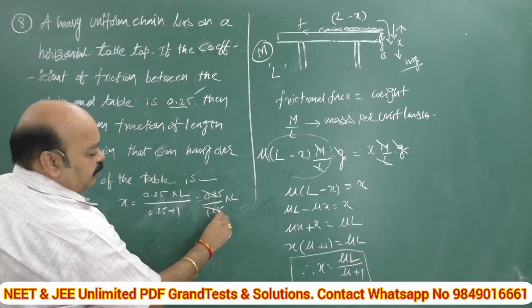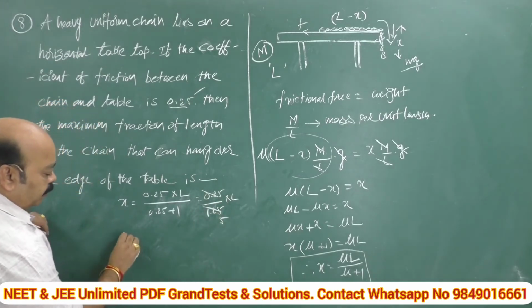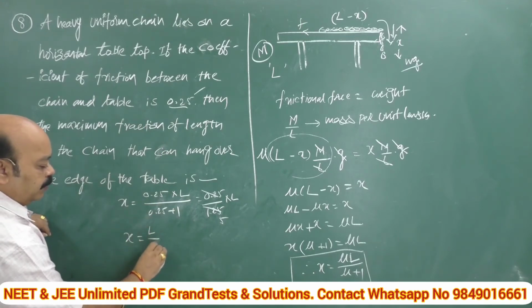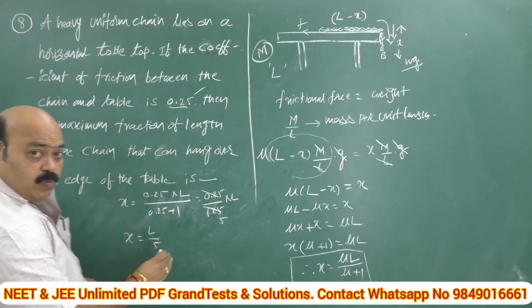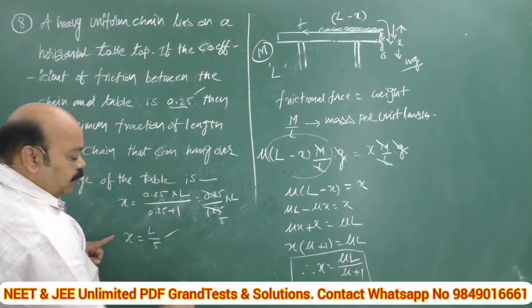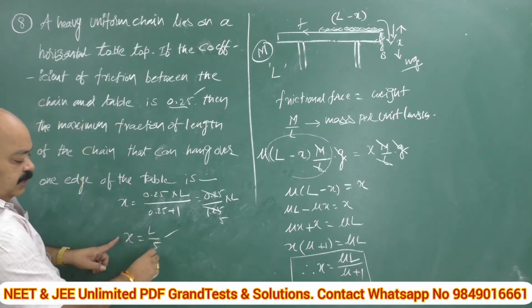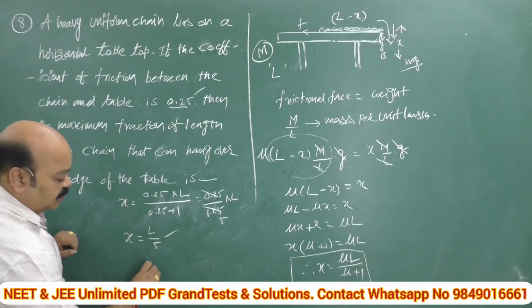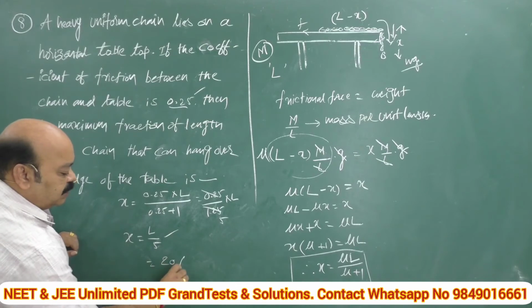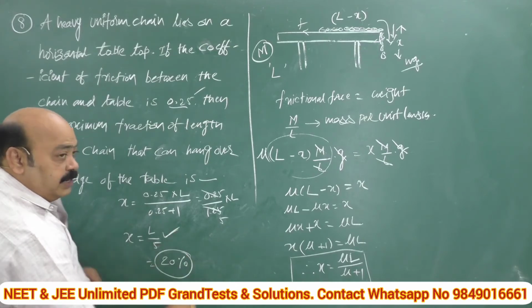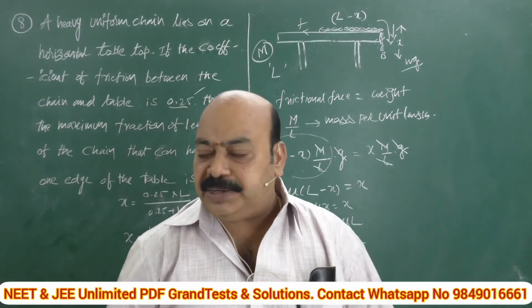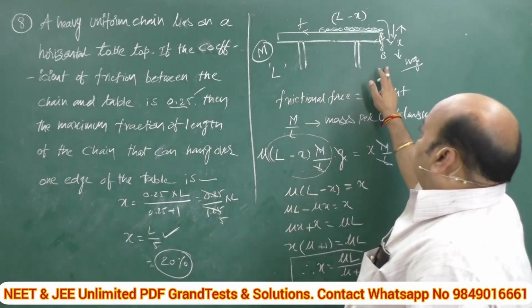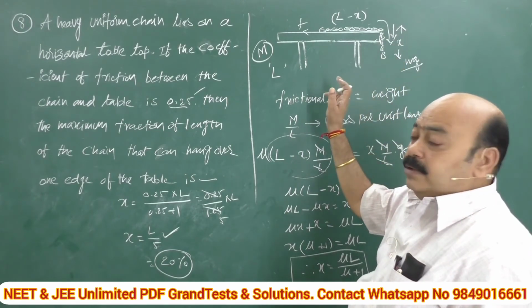This is simply, 5 times gets cancelled. That means the part of the rope that can be hanged is nothing but L by 5. So, one fifth of the rope can be suspended. Fractions can be expressed in terms of percentage, simply multiply by 100, which gives 20%. L by 5 expressed as a percentage, you can say 20% of the total length of the chain can be allowed to hang without skidding.